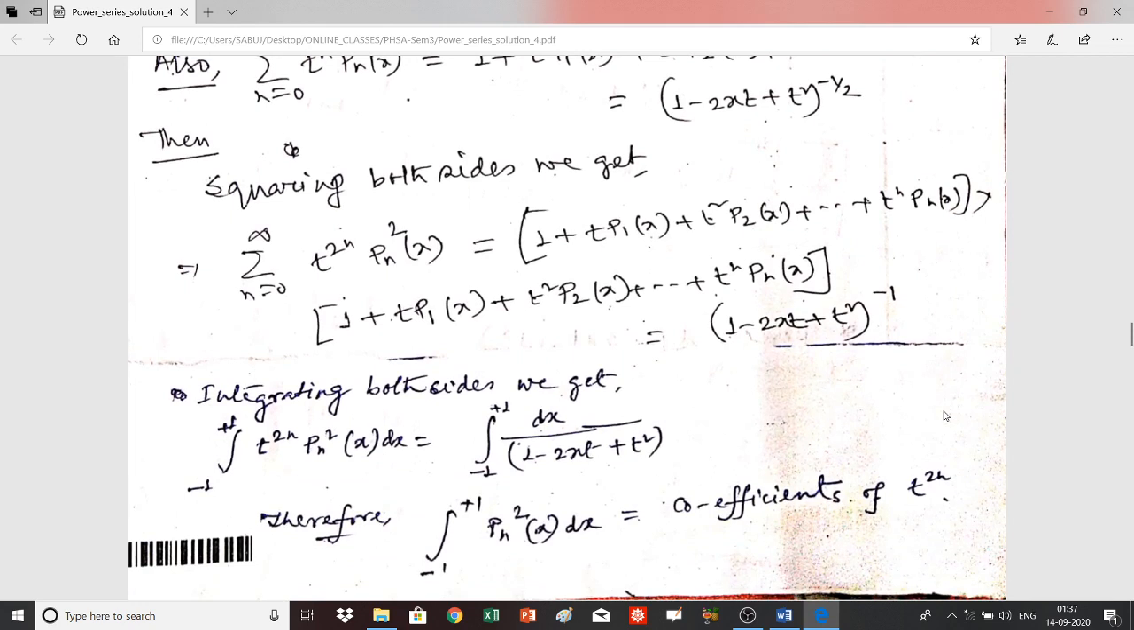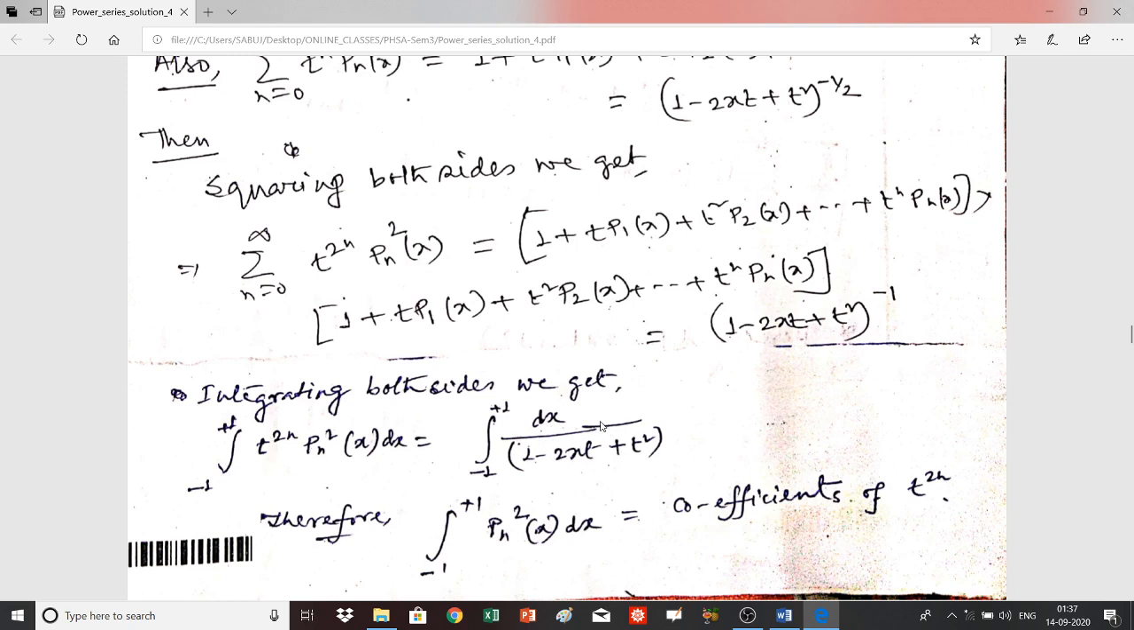Now integrating both sides, you will have the integral from minus 1 to plus 1 of t to the power 2n Pn squared x dx, that is equal to the integral from minus 1 to plus 1 of dx by (1 minus 2xt plus t squared). And remember that from this relation, the integral from minus 1 to plus 1 of Pn squared x, it would be better if you use mod Pn(x) whole square, dx, is nothing but the coefficient of t to the power 2n of this term.